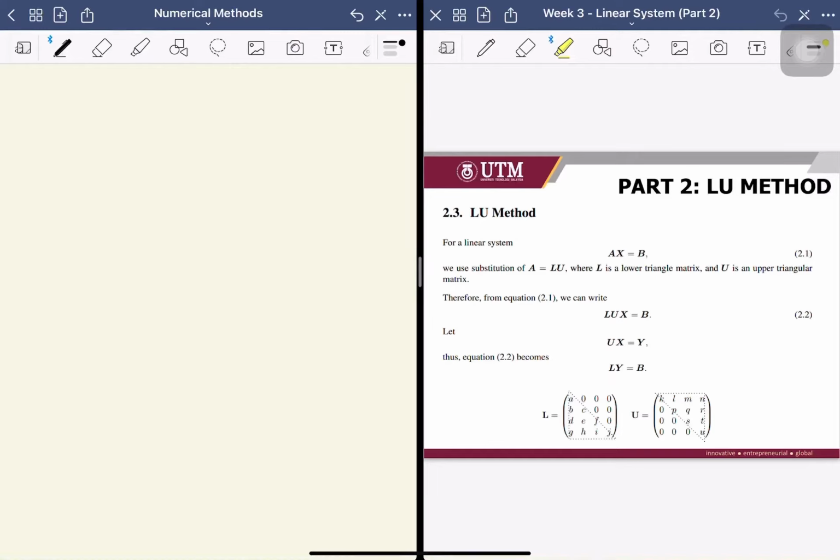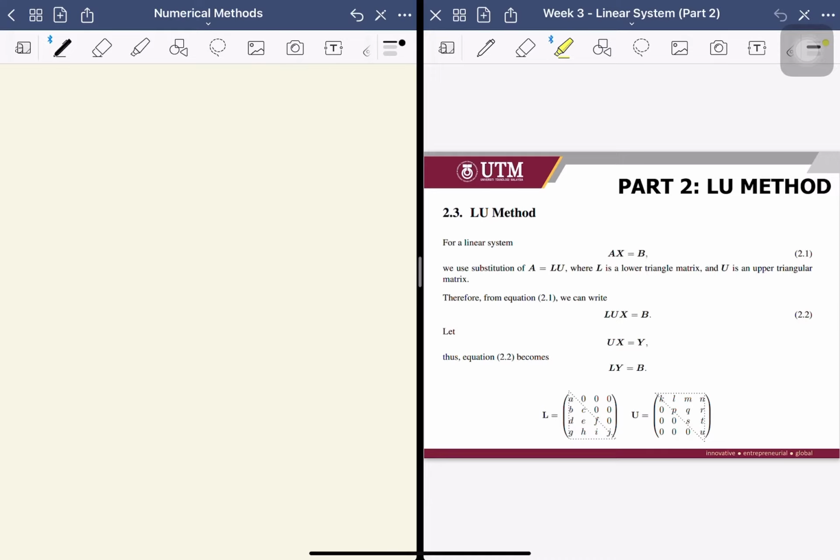Okay, so we have finished the first part of numerical methods, which is Gauss elimination and Gauss elimination with partial pivoting. So now in this video, we will move to the second part, which is called the LU factorization method. In this method, it will be divided into three different methods.